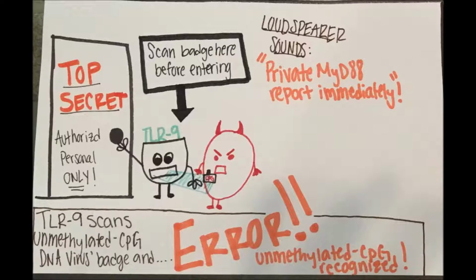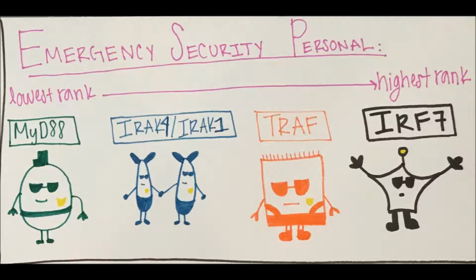If TLR9 scans the DNA of a virus or bacteria when the methyl badge does not exist, it identifies it and holds the intruder DNA until help arrives. When this happens, TLR9 recruits the help of important emergency security personnel, or response proteins, in order to send the message that there is a foreign invader present. This process is a domino-like chain of command that must be followed in order to send the message that there is an intruder to the immune system.